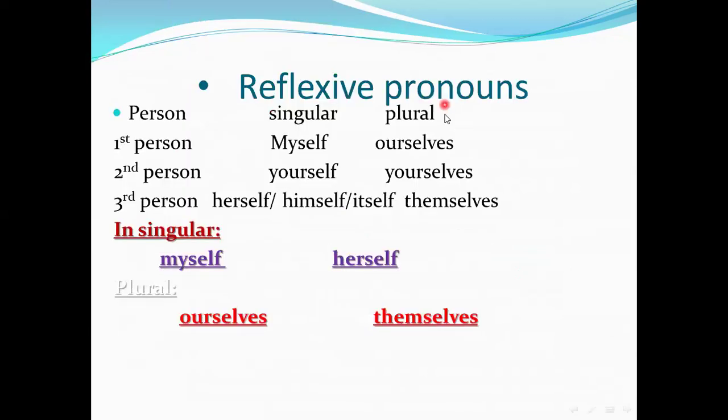We have here reflexive pronouns, like what I say means alone. When we say I live by myself, it means I live alone. Okay, so reflexive pronouns talk about oneself. We say myself, ourselves, yourself, yourselves, himself, herself, itself, themselves. In singular we say myself, herself. In plural we say ourselves and themselves.